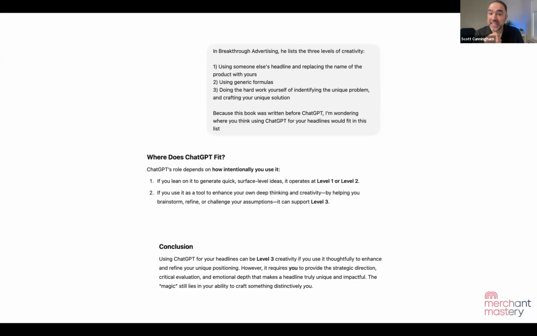So there needs to be this authentic part of the hook and headline that is about you and your experiences and your customers' nuances. Okay. And it really says at the end in this conclusion, I was covering this a lot on the last one, but at the end, that last sentence: the magic still lies in your ability to craft something distinctively you. This is very true. Very true.